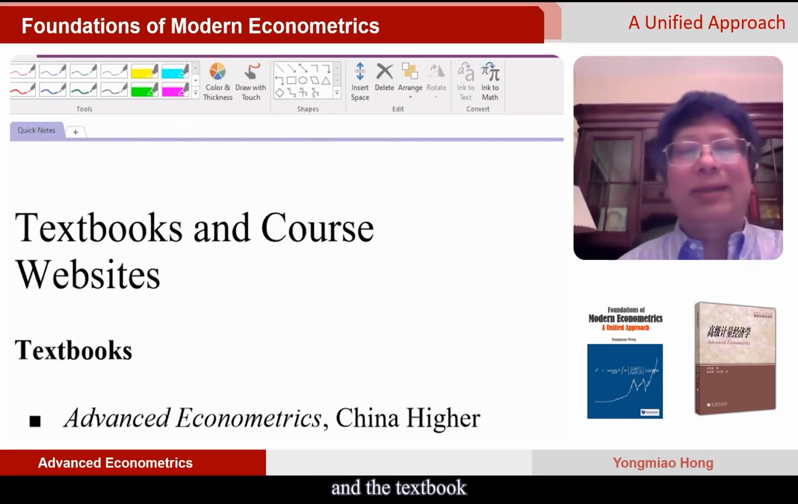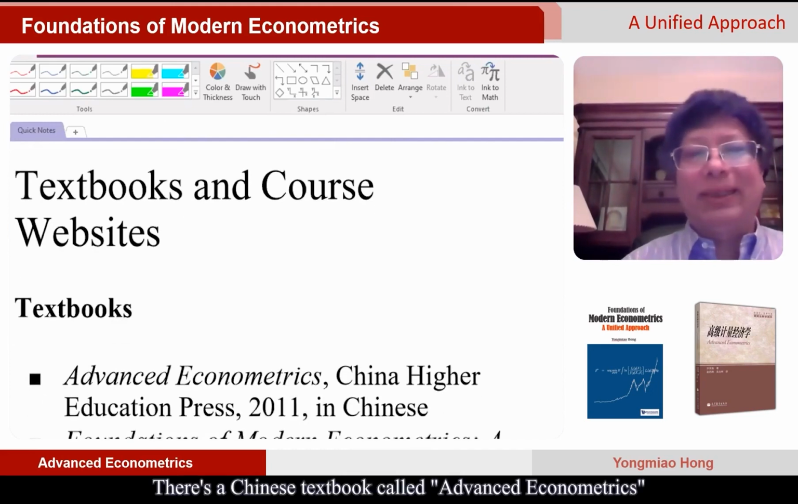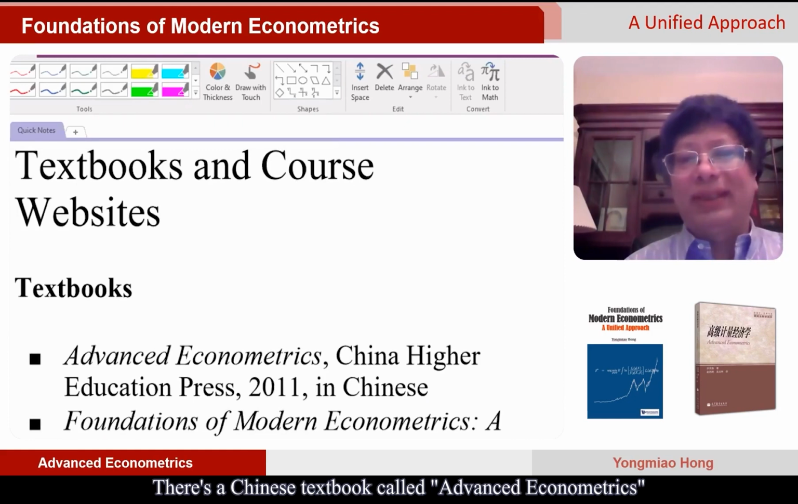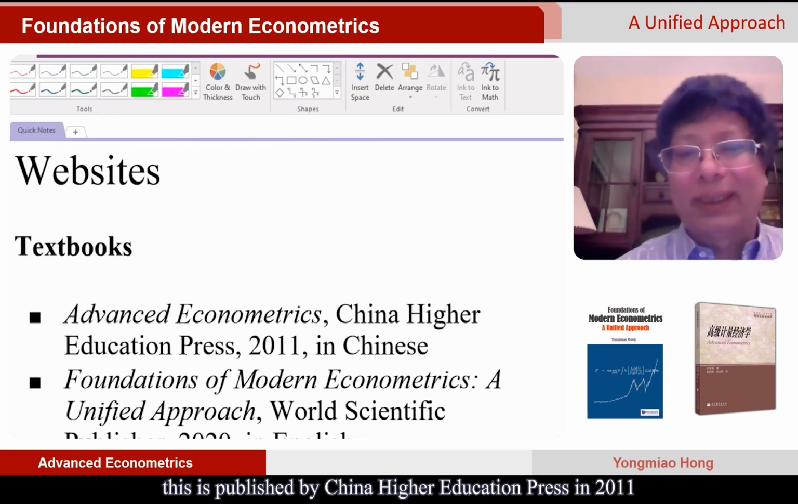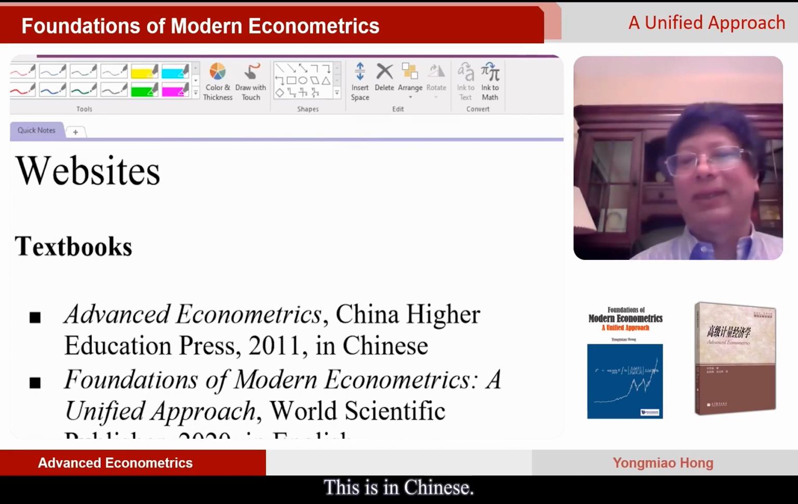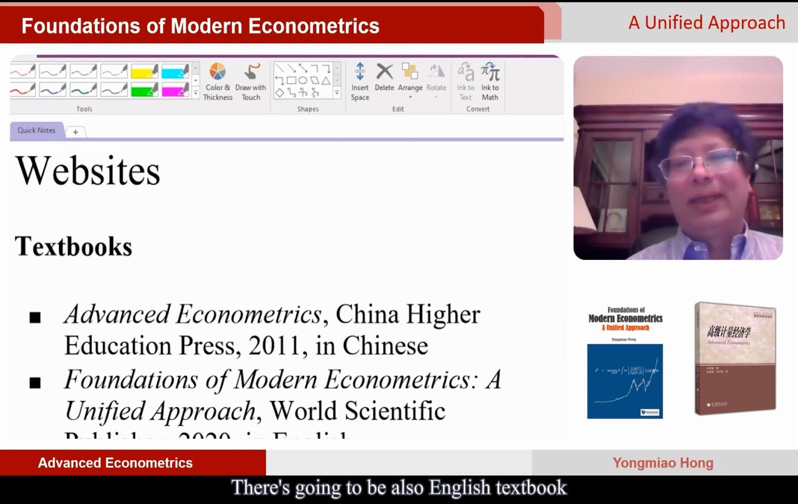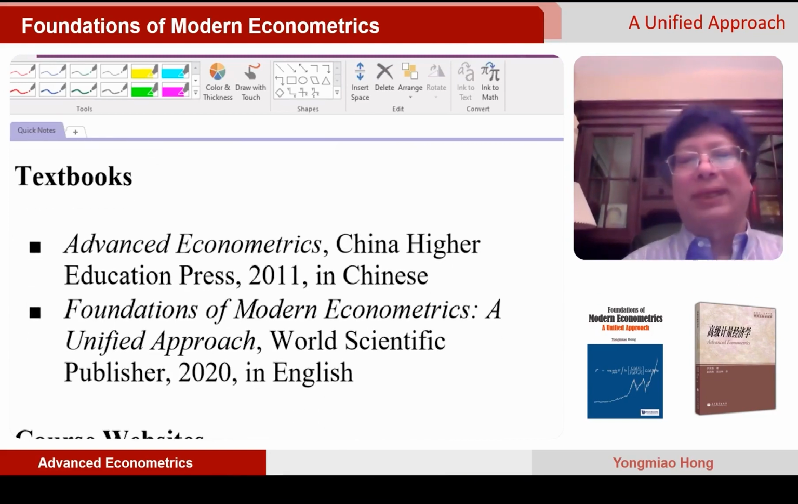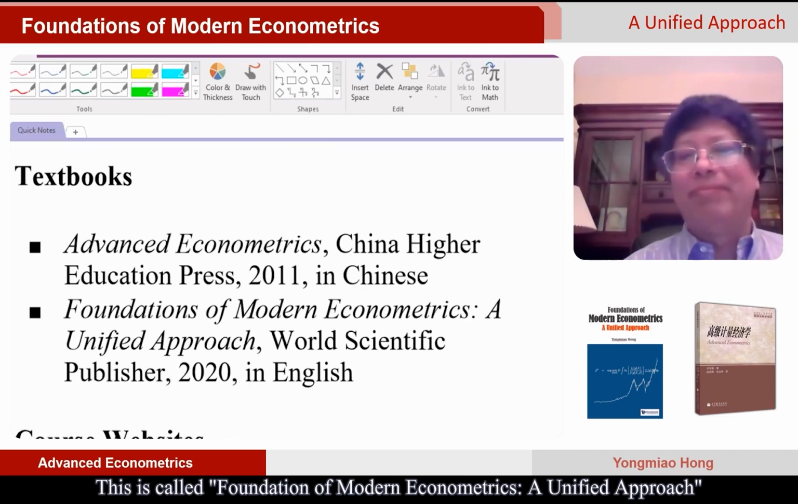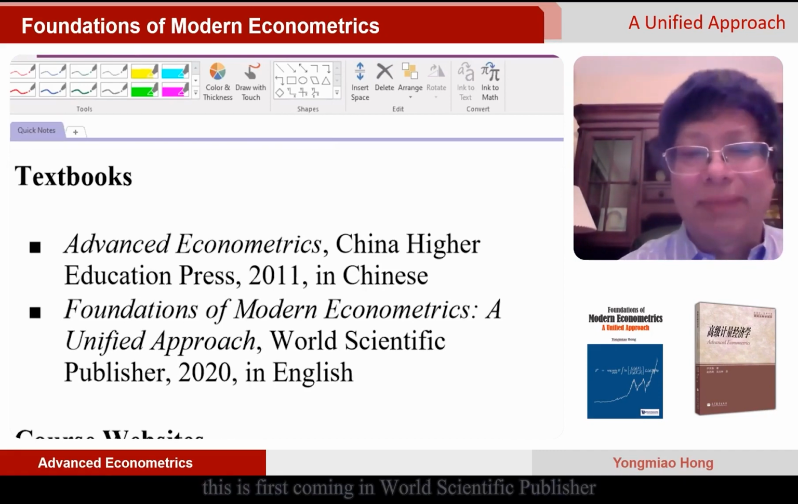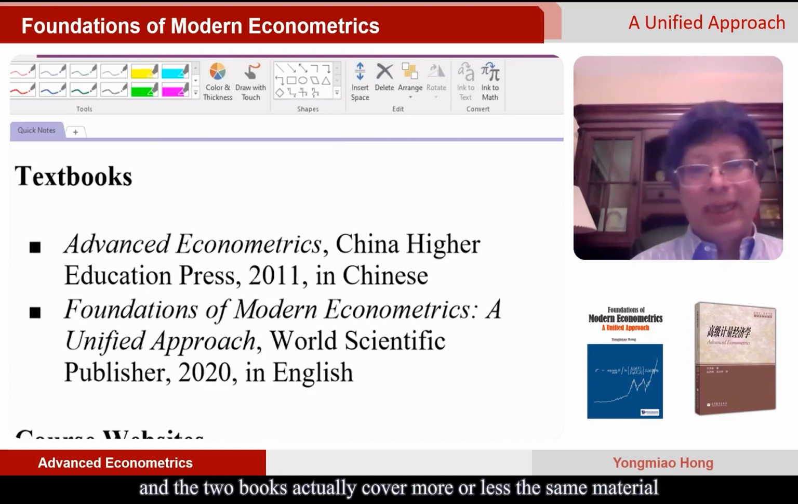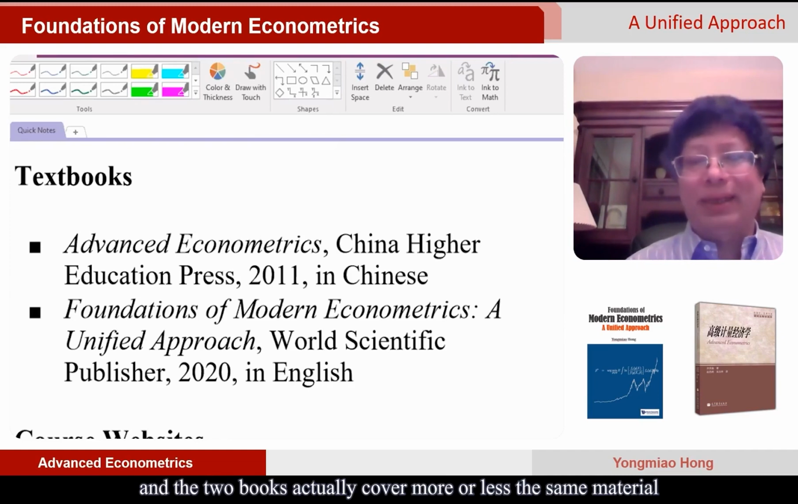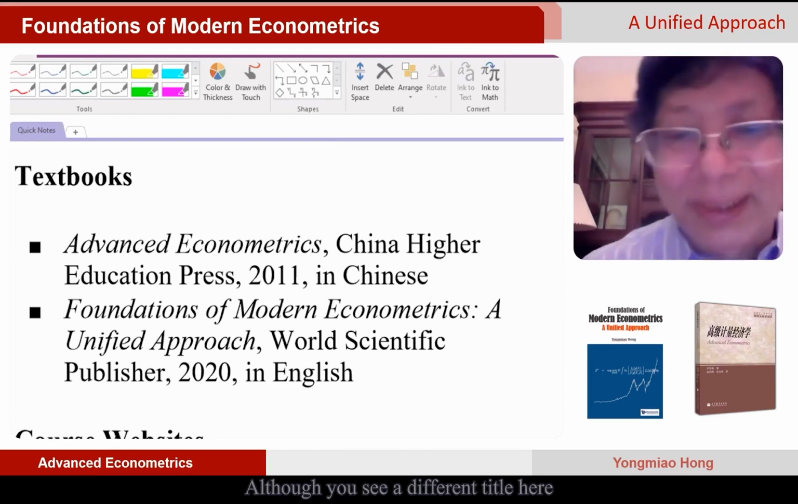As for textbooks, there is a Chinese textbook called Advanced Econometrics, published by China Higher Education Press in 2011. This is in Chinese. There is also going to be an English textbook called Foundation of Modern Econometrics, a Unified Approach. This is forthcoming from World Scientific Publisher, right? And the two books cover more or less the same material, although you see a different title here, right?